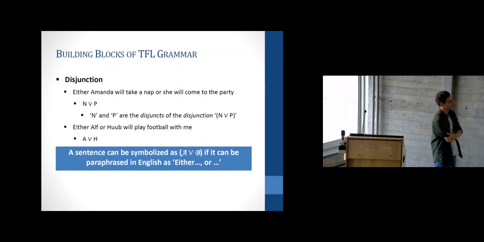Fun name. Okay? Another example: either Alf or Ru will play football with me. We translate that as A ∨ R. So the idea is that we say Alf will play football with me, Ru will play football with me, and the way I'm building the disjunction is: it's either the case that Alf will play football with me, or it's the case that Ru will play football with me, which has the same meaning.